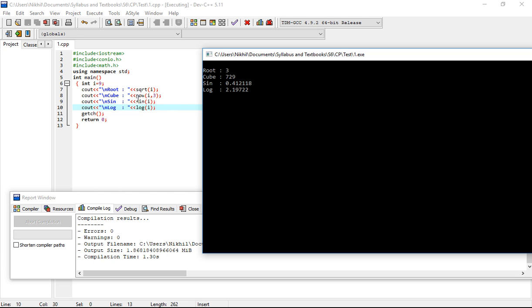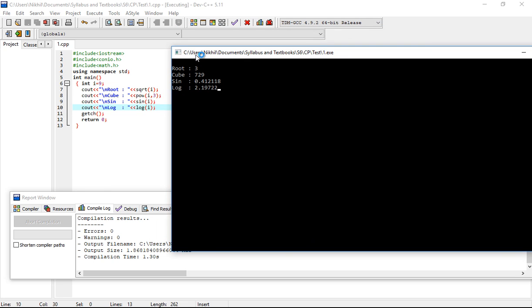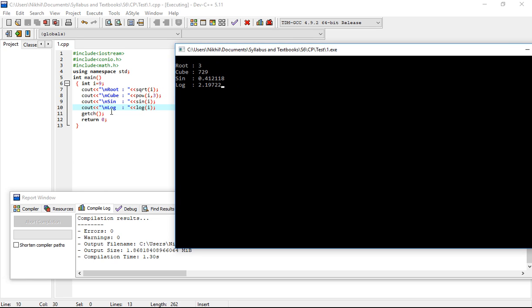Let's see. Root of 9 is 3, cube of 9 is 729, sine of 9 is 0.412. Sine value will always be in radians, that's why it's given like this, right? At least that's what I think it is. If I'm wrong, please be sure to correct me. Then the log of 9 is also given. Now a simple log of I means it's the natural log.